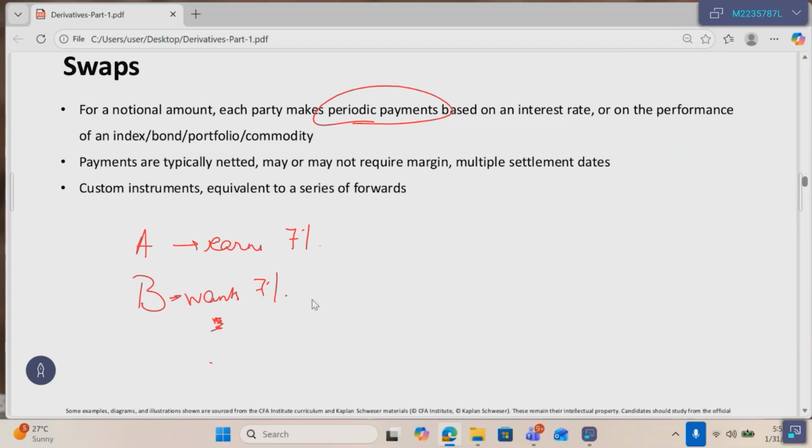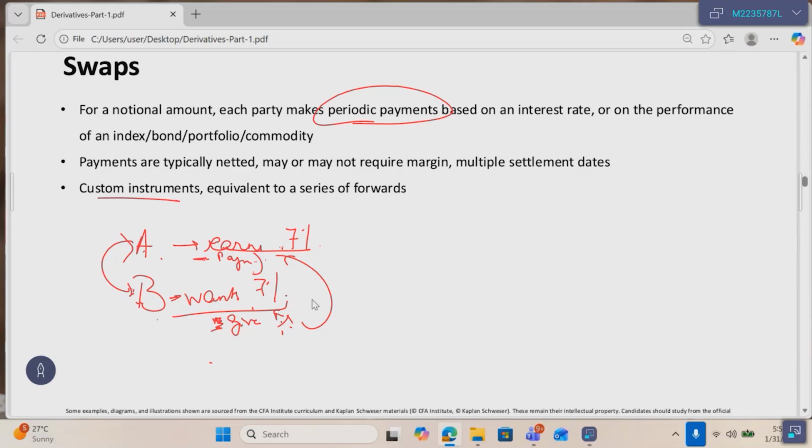and B wants 7%. He's saying, boss, give me 7%. He is willing to give a fixed rate, and this guy also wants a fixed rate. So he says, okay, let's do one thing, you pay me a fixed rate. A and B will enter into a swap and say, let me give you my rate, you give me your rate. What he is already earning and what he is already paying, they will swap the two, and effectively A will tell B, collect on my behalf, and B will say okay, you make the payment on my behalf.